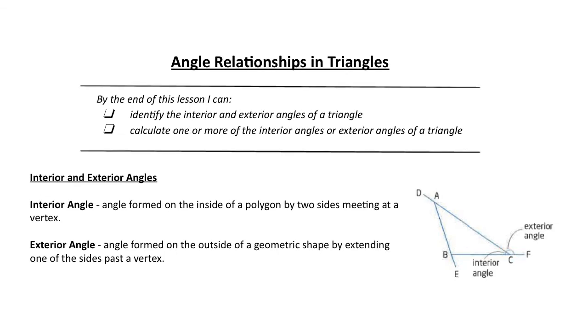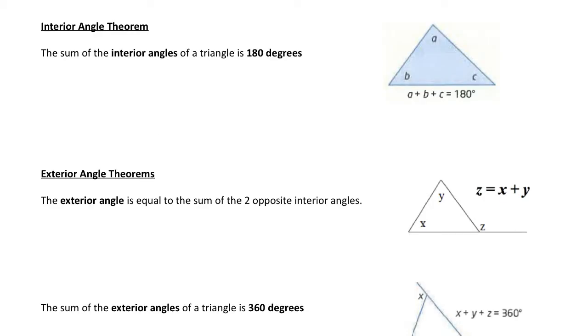There are three different angle theorems that apply to triangles and specifically have to do with interior and exterior angles. First, we are going to review what those theorems are, and then we will take those theorems and apply them to some calculation questions. The first theorem is what we call the interior angle theorem for a triangle. This simply tells us that the sum of the interior angles of a triangle is 180 degrees.